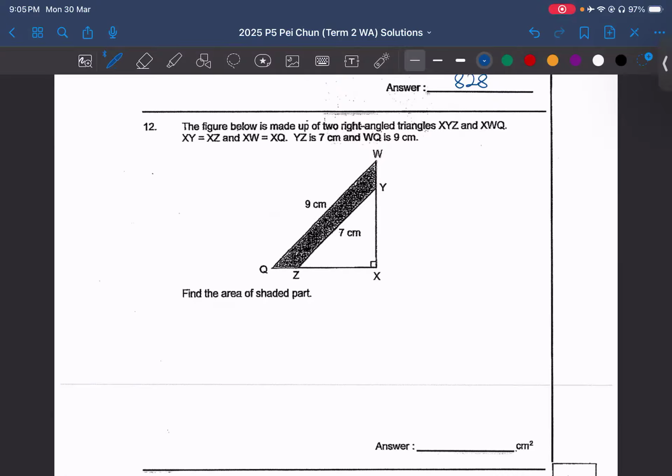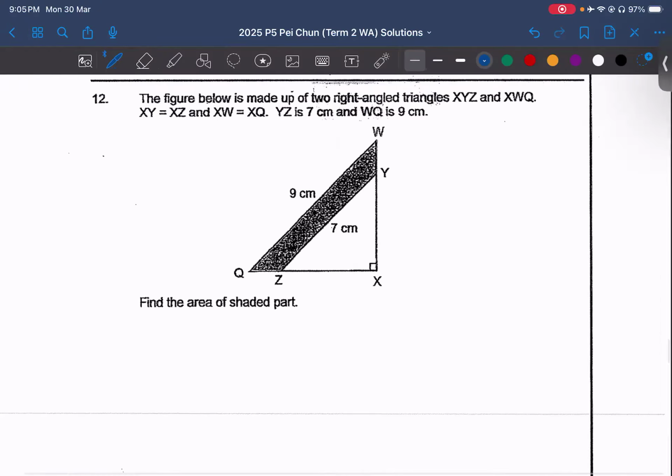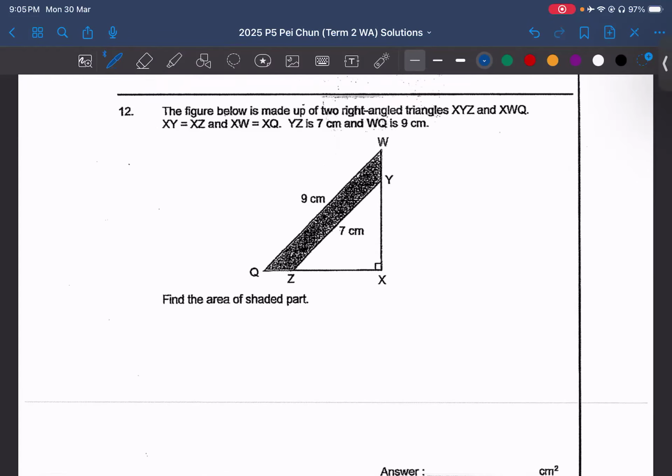Based off the information that we're given, we're actually given 2 right angle triangles, and XY and XZ are equal to each other. So the smaller right angle triangle is actually an isosceles triangle. And then XW equals XQ. This is for the bigger right angle triangle. So XW and XQ equal each other. It means that it is also an isosceles triangle.